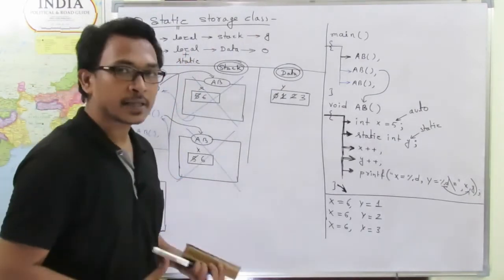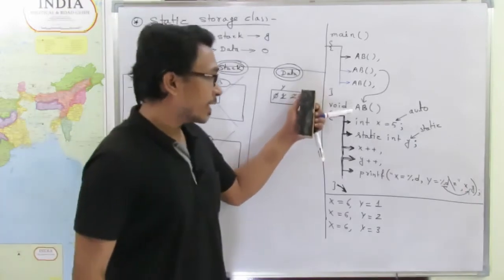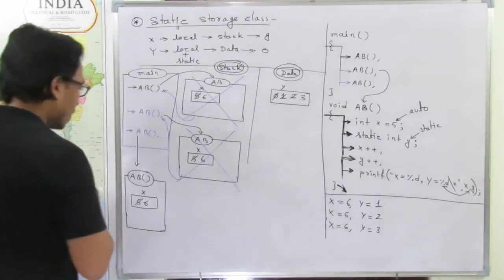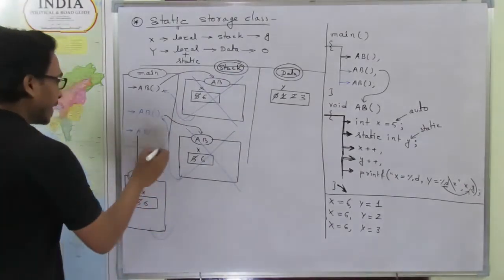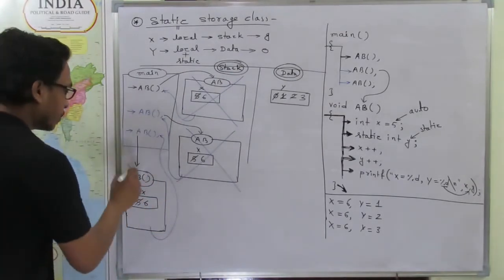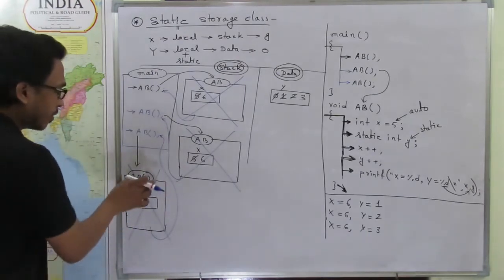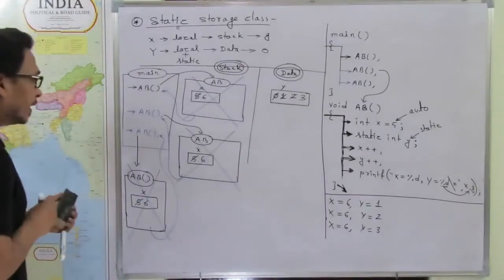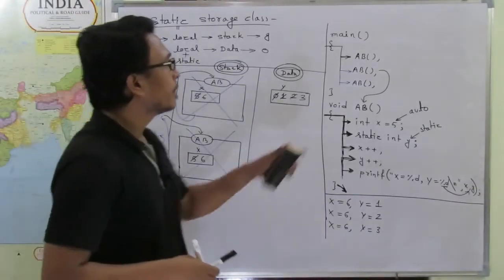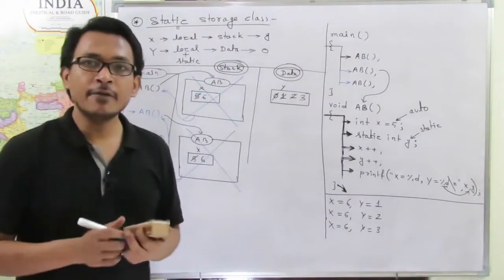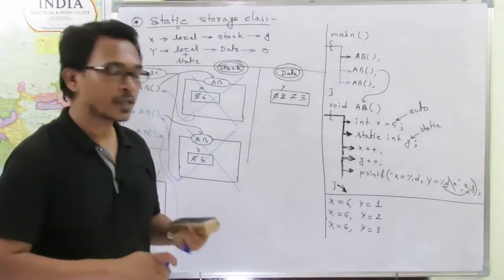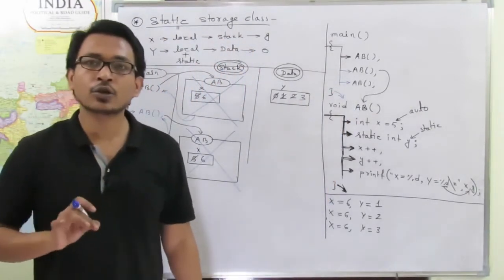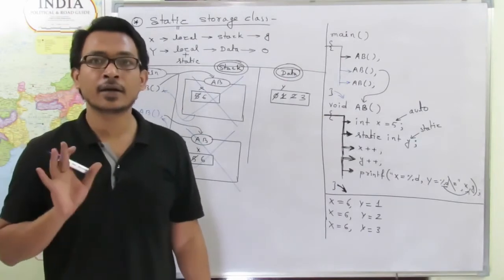Now again control encounters the closing brace. That means the third execution of this AB function is completed. That means control now comes out from this function and enters into the main block. So this particular AB instance will be deallocated from the stack section, and then we are now in the main function. Now in the main function we encounter the closing brace. That means the execution of the whole program is completed now.